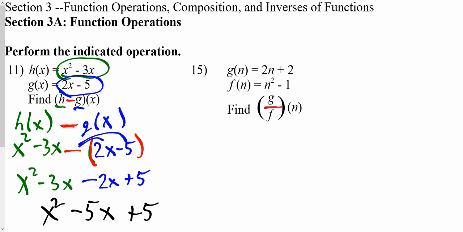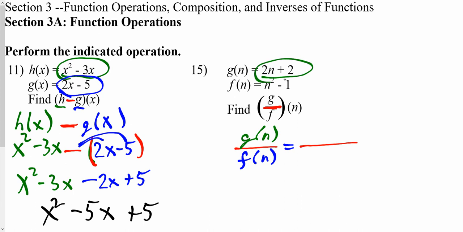Looking at the next one here, we have a division sign. So another way to write this then is just take g of n over f of n. And so if we write that out, we'll put down our fraction bar. We'll take our g, which is this here.